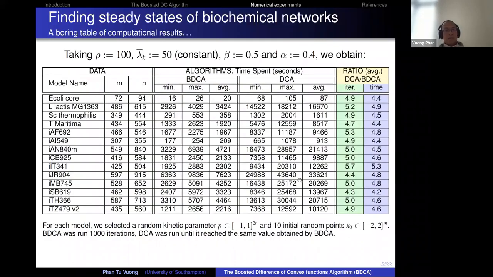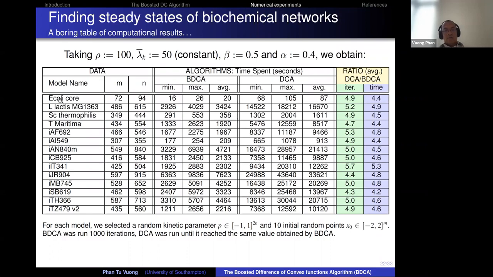And here is the computational result for several models. These are real-life models in biochemistry. We have 25 or 30 models, and here I just represent some small ones. On the right column, you see the iteration ratio and the time ratio between DCA and BDCA. Basically it says how many times faster BDCA is.